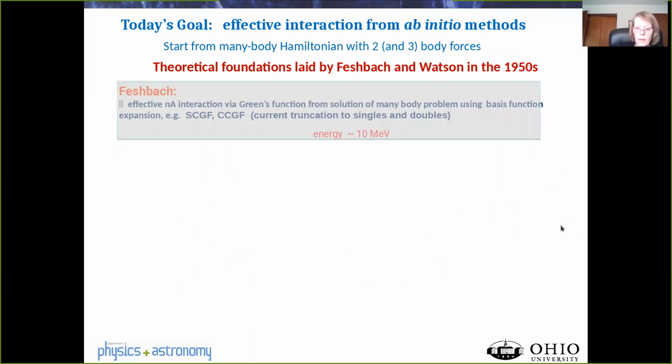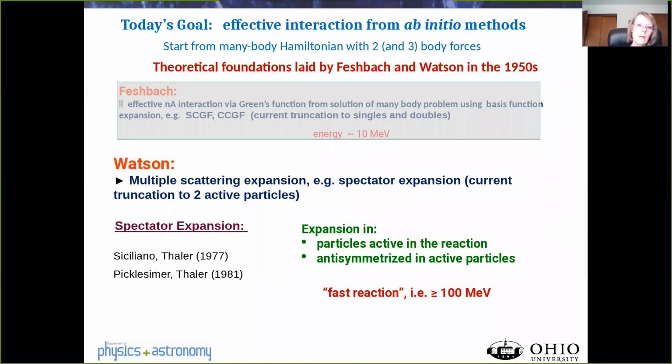I am following the other approach, which was laid out by Watson. Watson decided to do a multiple scattering expansion, for example, the spectator expansion, which was formally then refined by Siciliano, Thaler, and Pickelsheimer and Thaler. But basically, it is a diagrammatic expansion. Since I'm coming from few-body, this is more along my line of thinking. I like to think in expansions of theories.